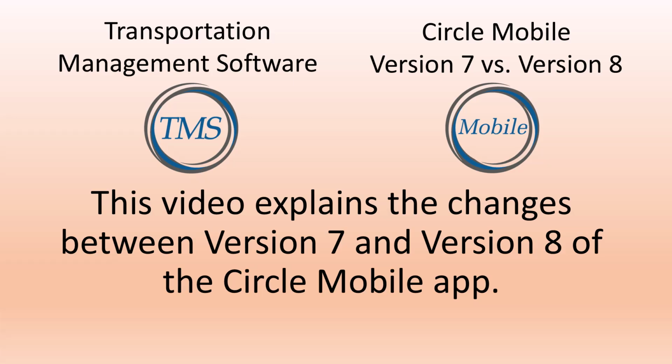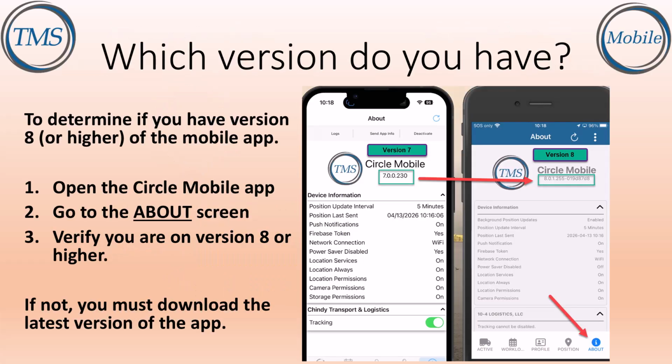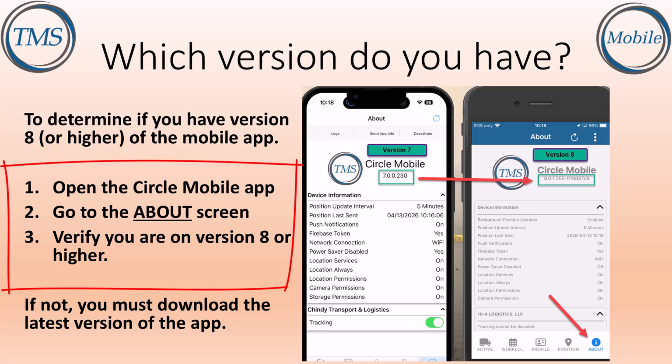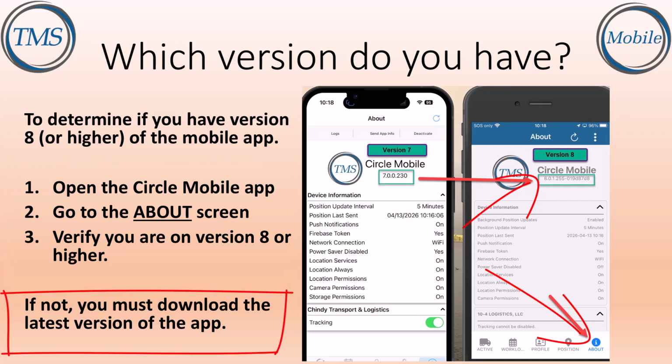This video explains the changes between version 7 and version 8 of the Circle mobile app. To determine if you have version 8 or higher of the mobile app, open the Circle mobile app, go to the About screen, and verify you are on version 8 or higher. If not, you must download the latest version of the app.